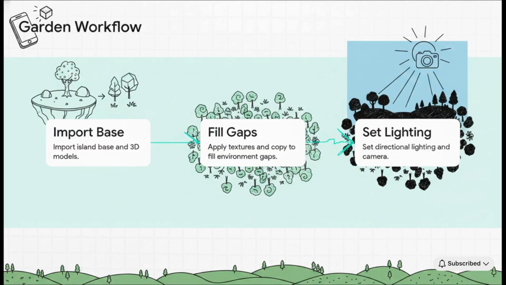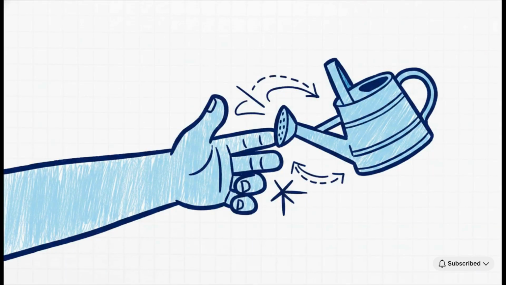First, you import an island base model to act as your ground, followed by your main tree models. Next, you apply the textures, and then you simply copy and paste those trees and grass models to fill in all the empty gaps, which creates this lush, dense outdoor environment. Finally, you set your directional lighting to cast realistic shadows, tweak the sky color to a light blue, and position your camera. It's basically digital landscaping, step by step. But hey, to make the story truly believable, our character actually needs to interact with the world around him.